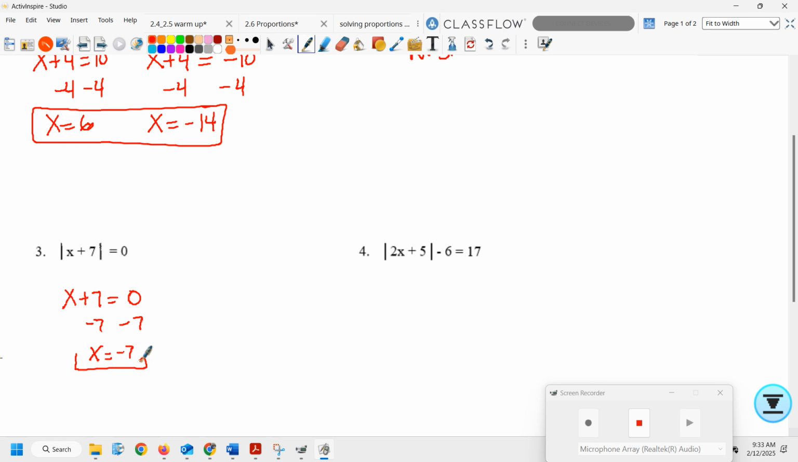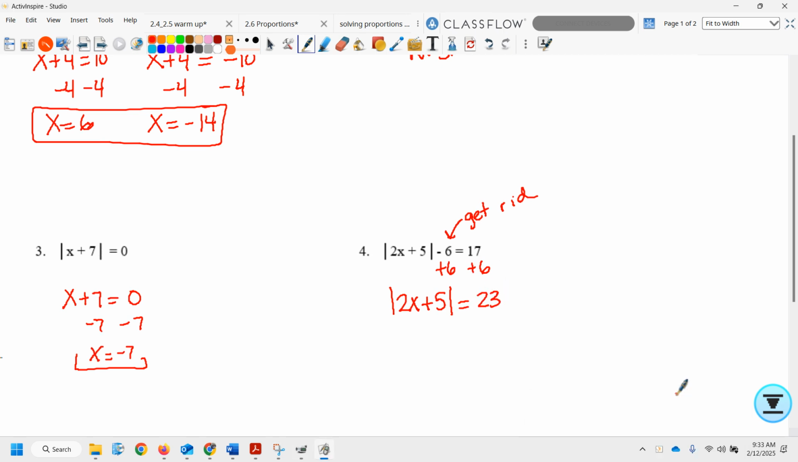All right, let's look at number 4. Number 4 is not isolated. I have to get rid of this. I'm going to get rid of negative 6 outside of the bars. How do I get rid of it? I add it to the other side of the equation. So now I have absolute value of 2x plus 5 is equal to 23. All right, now my bars are isolated.